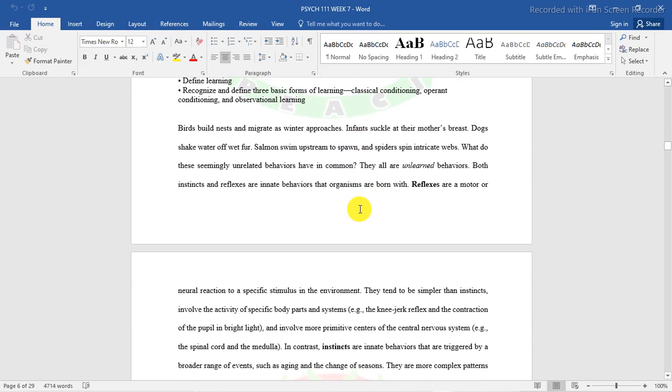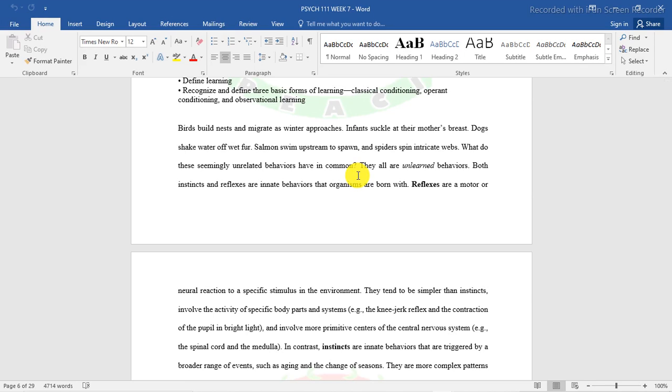So here's our introduction. Birds build nests and migrate as winter approaches. Infants suckle at their mother's breast. Dogs shake water off their fur. Salmon swim upstream to spawn, and spiders spin intricate webs. What do these seemingly unrelated behaviors have in common? So ano pong kaibahan nito? They are all unlearned behaviors, meaning both instincts and reflexes are innate.